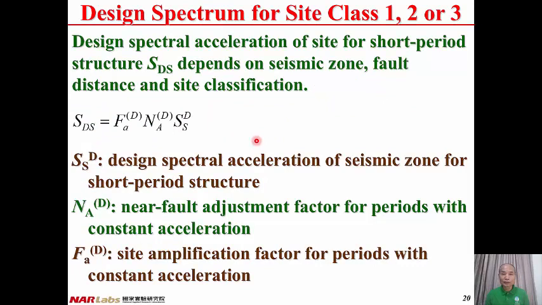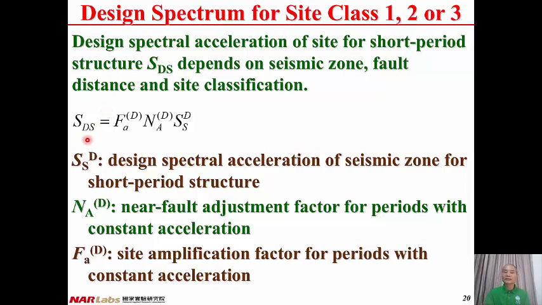Okay, we mentioned before we use two parameters to specify the design spectrum. One parameter is the design spectral acceleration of the site for short period structure, and it depends on the seismic zone, that's where it is located, the fault distance, which is the distance between the site and the fault, and the site classification, whether the site is a soft site or a hard site.